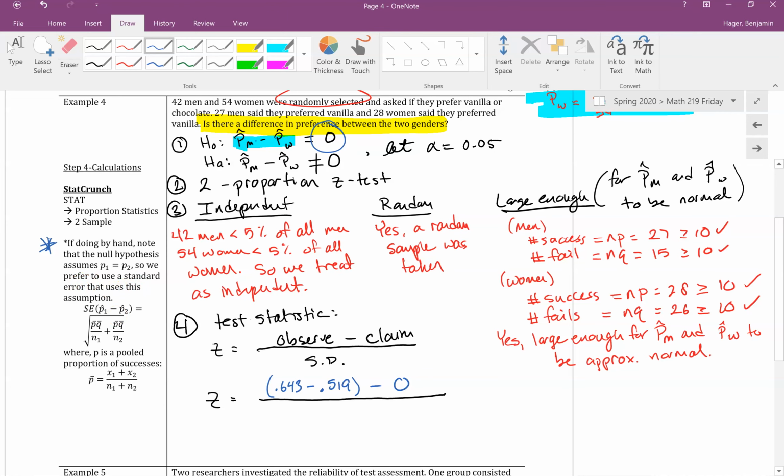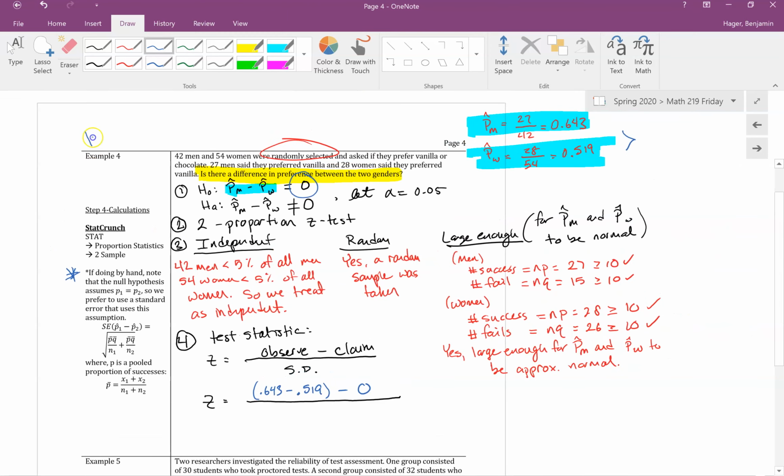And so what they will do is they will pool the proportions. So instead of your standard deviation looking like this, where it's the percentage of men that like vanilla times the percentage of men that don't over the number of men, plus the percentage of women that like vanilla times the percentage of women that don't over the number of women, right? Instead of keeping it separate with men and women, because the assumption is that the percentages of men and women that like vanilla are the same, they will combine them and stop looking at them as men and women and just look at them as people.